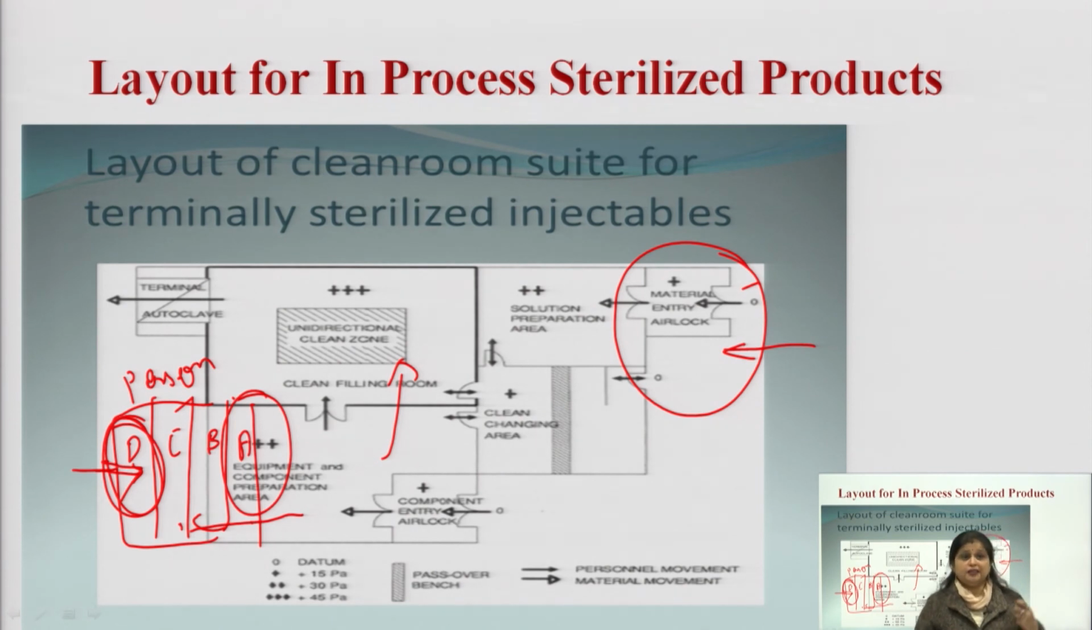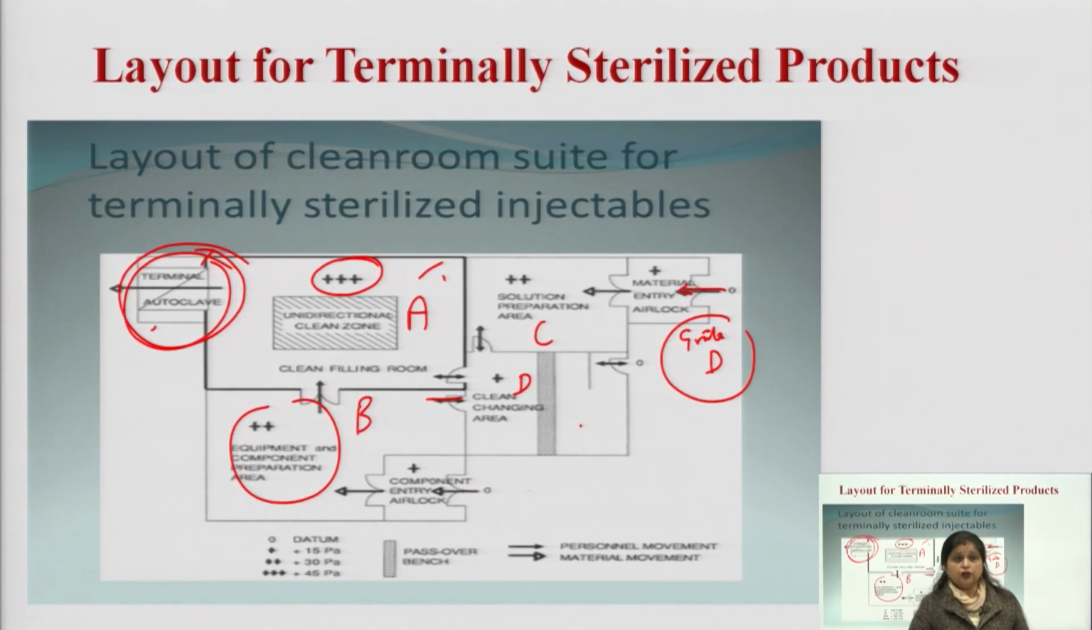Whenever personnel are moving from D towards A, they have to take extra precautions for personal hygiene. There will be a changing room, they have to change their lab coats, put on a hair cover, put on the mask, and even cover their shoes with sterilized covers. You need to use sterilized covers when moving from D towards C, and from C to B. Extra precautions need to be taken so that we can prevent our product from microbial contamination.